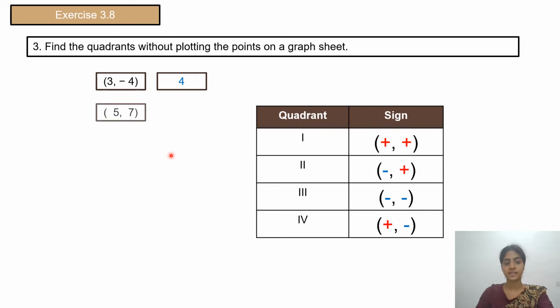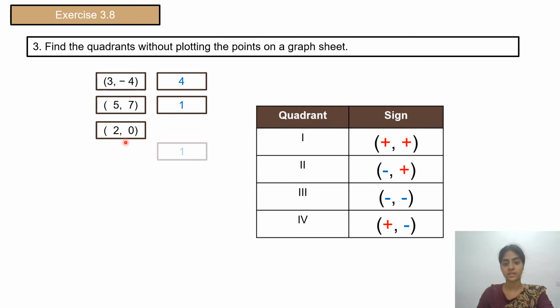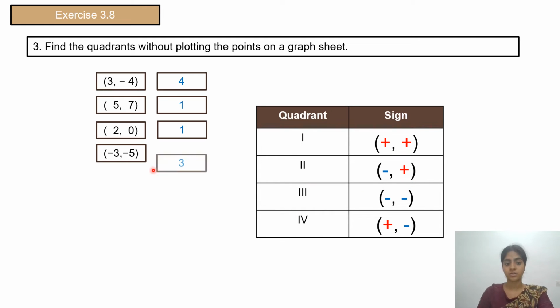And then next is 5, 7. 5, 7, both are positive values. Plus comes from the first quadrant. So 5, 7 is from the first quadrant. And 2, 0, again positive, first quadrant. And then -3 and -5. So both are negative values. Where x-axis and y-axis are negative, it belongs to the third quadrant. So -3, -5 belongs to third quadrant.